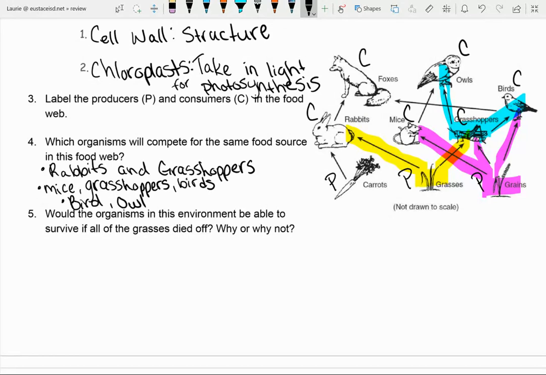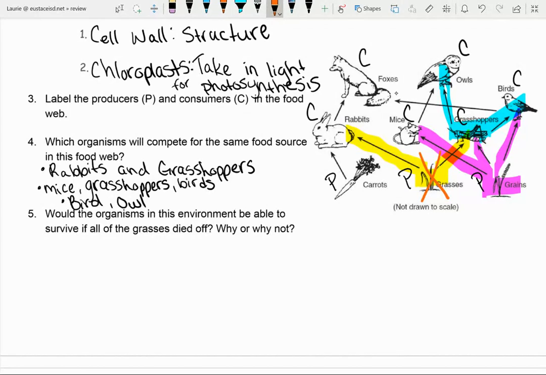On the last part, it says, would the organisms in this environment be able to survive if all the grasses died off? Why or why not? So our grasses have died. Will the rest of the organisms be able to survive? Well, yes, absolutely. We've lost one food source. So there may be more competition between some of our consumers.